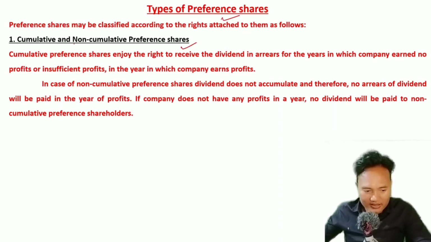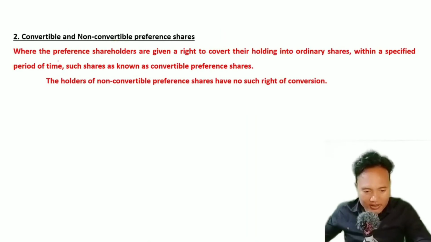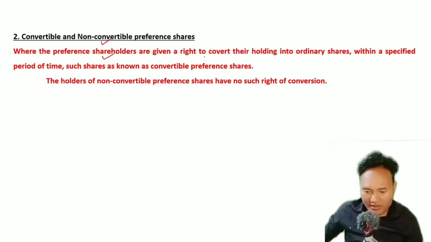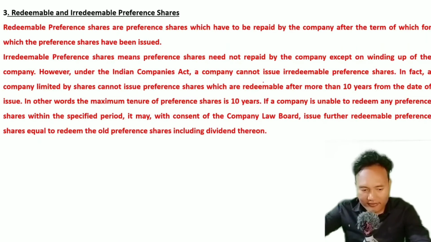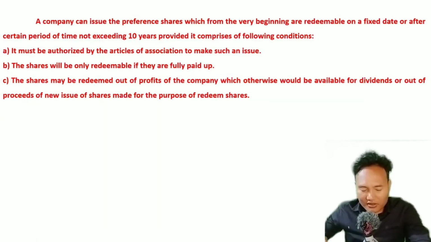As I have explained earlier, the cumulative and non-cumulative preference shares. After that, convertible and non-convertible preference shares, where we can convert the preference shares into equity shares within a specific period of time, whereas non-convertible preference shares mean the holders have no right for such conversions. And next we have redeemable and irredeemable preference shares, which can be redeemed within some fixed period of time, whereas irredeemable preference shares are those shares which cannot be redeemed throughout the life of the company.